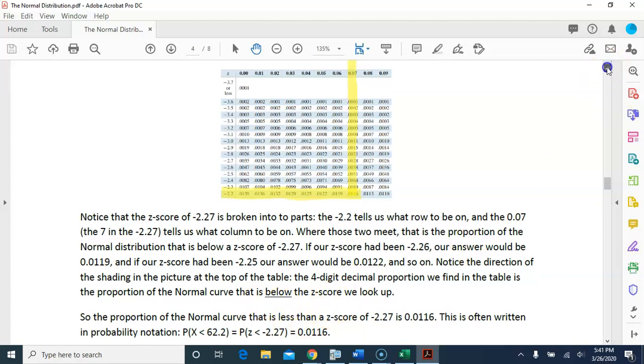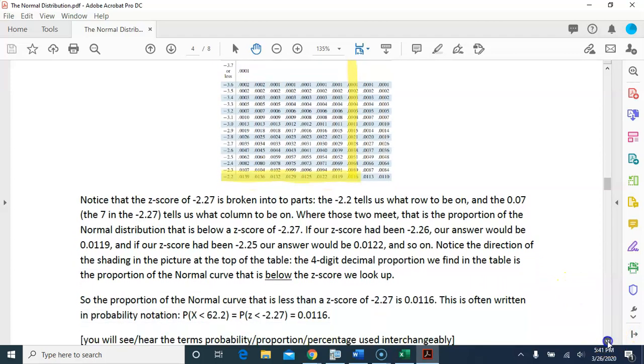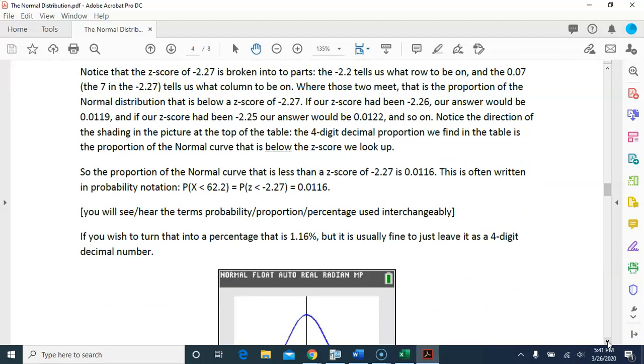Also, if you notice the picture or drawing at the top of this table, this is just a reminder that this decimal number, this proportion you're getting off of the table, is the proportion of the normal distribution that is below the z-score you're looking up. Okay, so the proportion of the normal curve that's below a z-score of negative 2.27 is 0.0116.